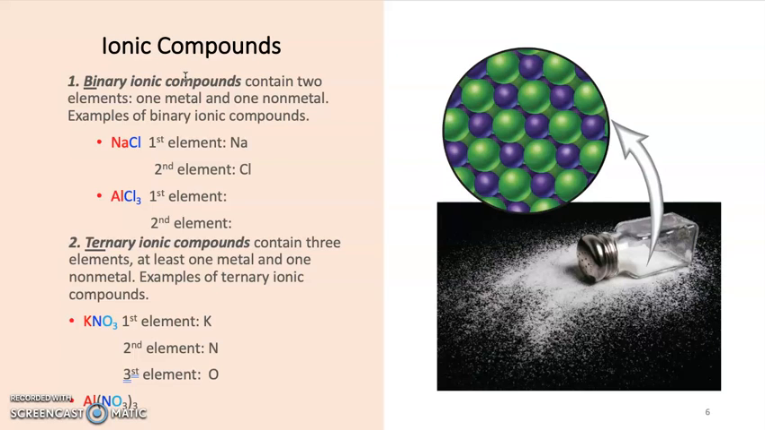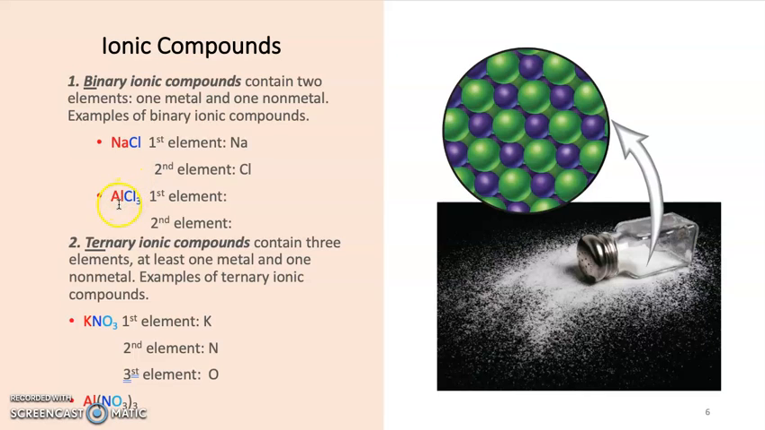For the binary ionic compounds, they contain two elements, one metal and one non-metal. An example of a binary ionic compound is sodium chloride. You see sodium chloride, NaCl, contains two elements. The first element is sodium, Na. The second element is chlorine, Cl. So we group it into a binary ionic compound because sodium chloride, NaCl, contains two elements.